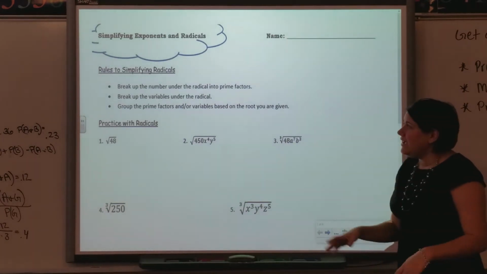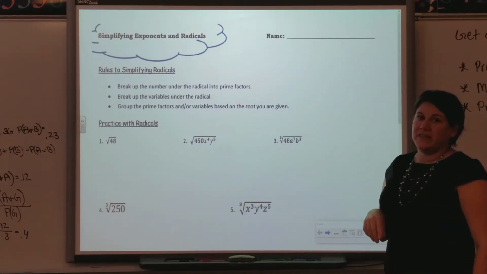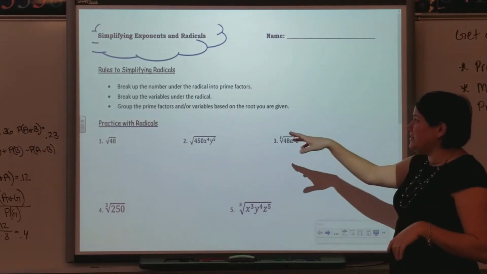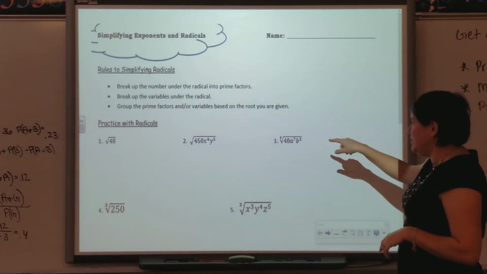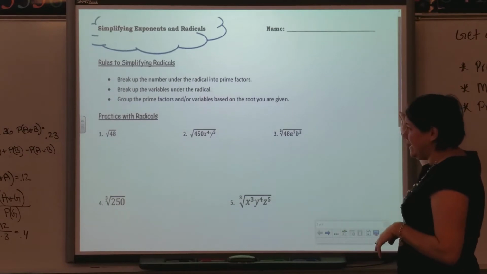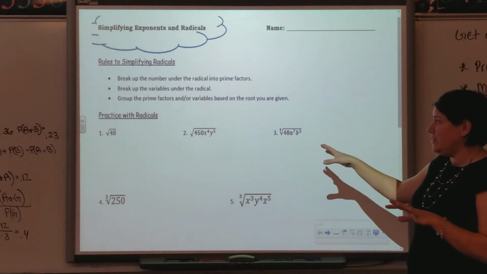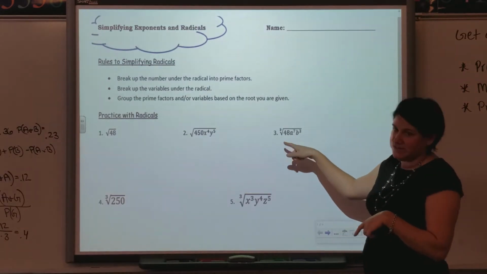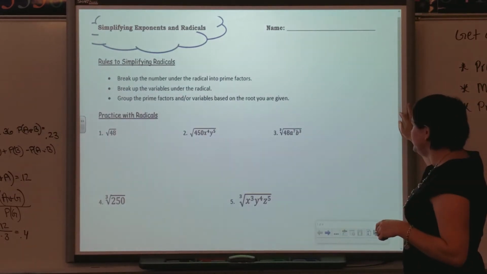Alright guys, so hopefully you have started working on the simplifying radicals practice sheet that you got today. That only had numbers in it. The notes for tomorrow, we're going to start adding letters. So I'm going to show you a couple where we are breaking up the letters, or the variables, as well as the numbers. And some of the roots may be different.